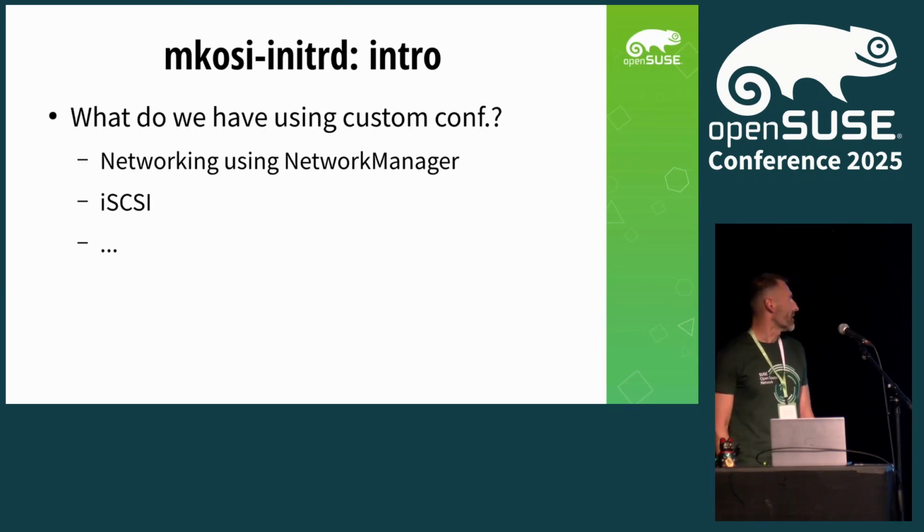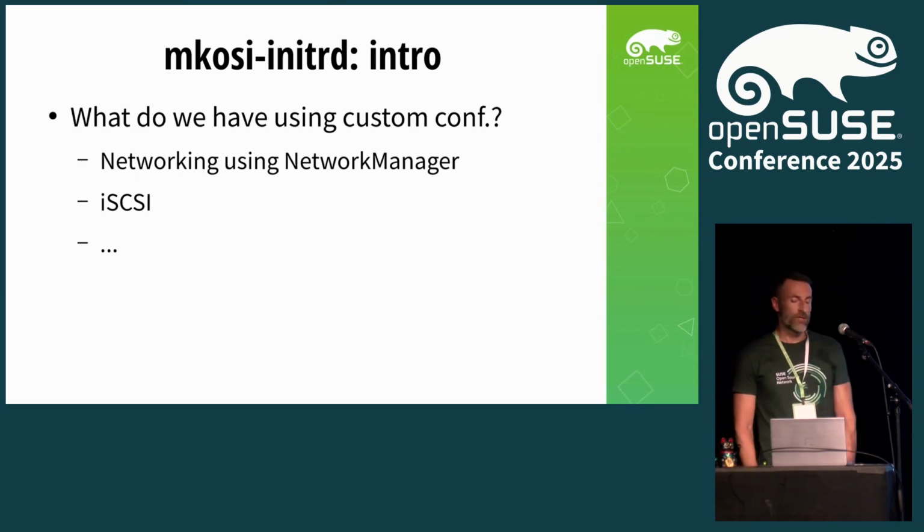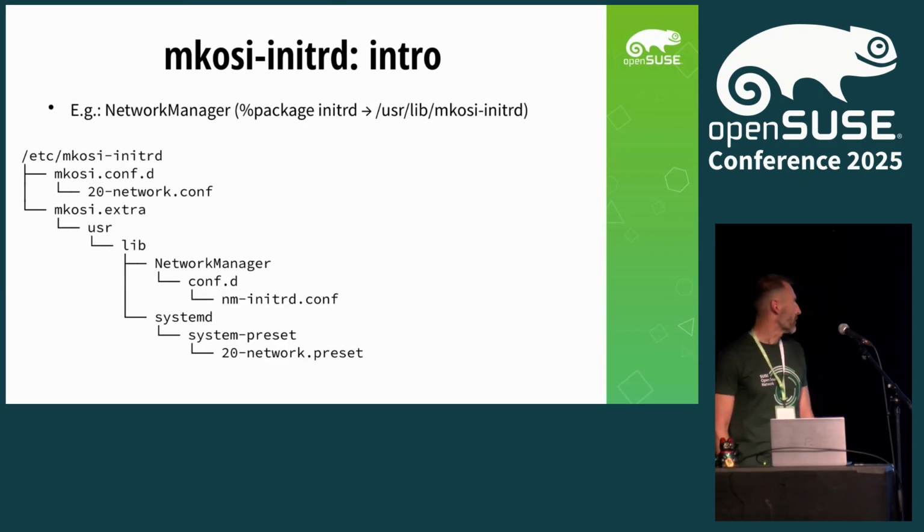And using custom configuration, we have networking using NetworkManager, iSCSI as a proof of concept, and whatever you can think of. I haven't found any technology blockers yet. So let's start with an example with NetworkManager.